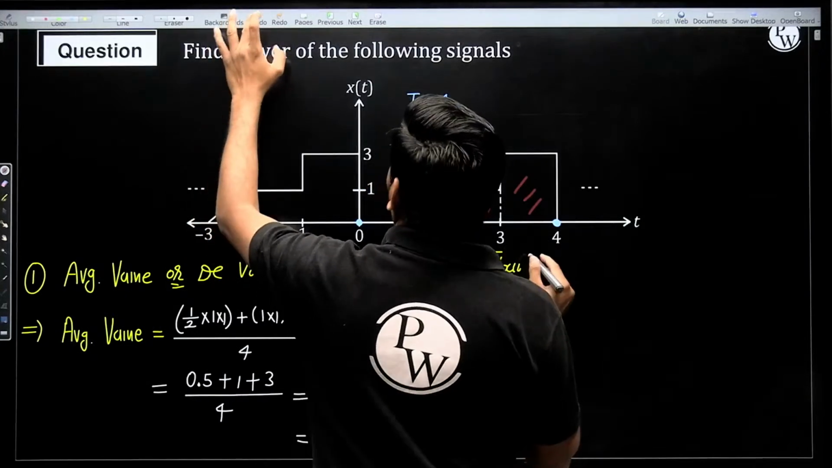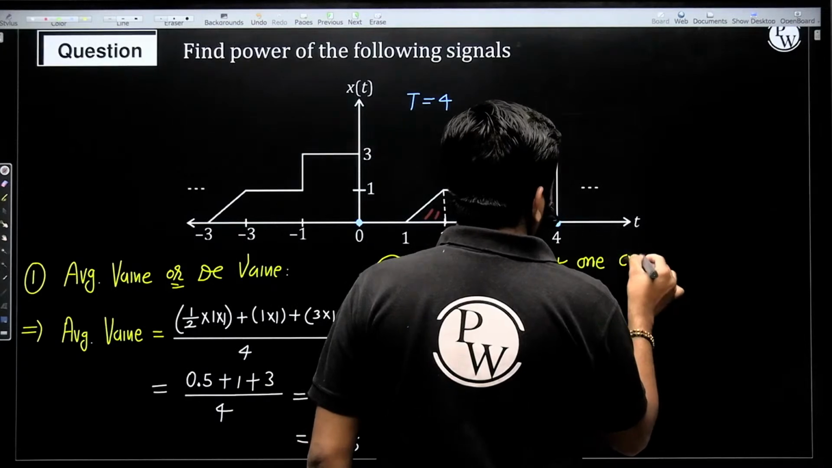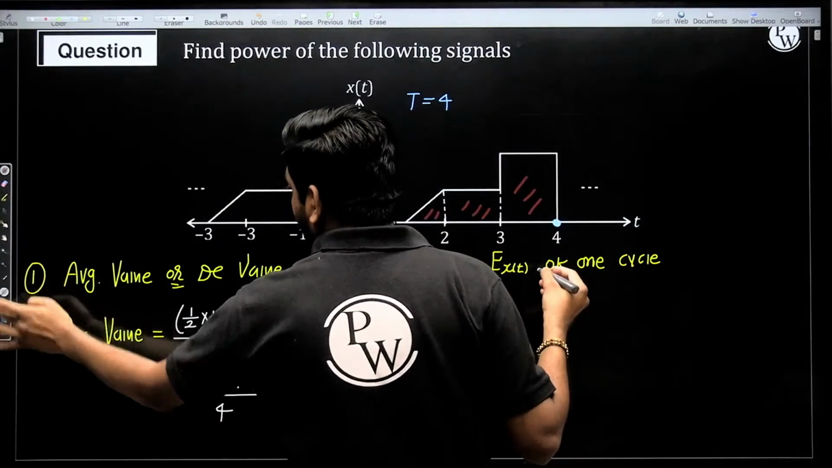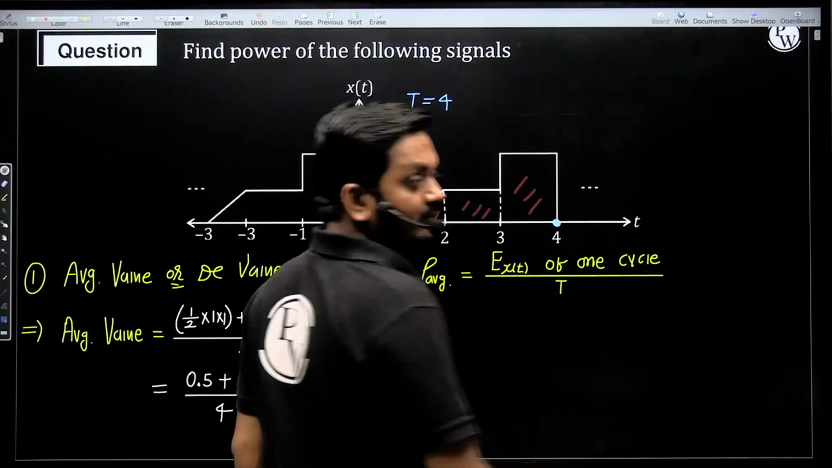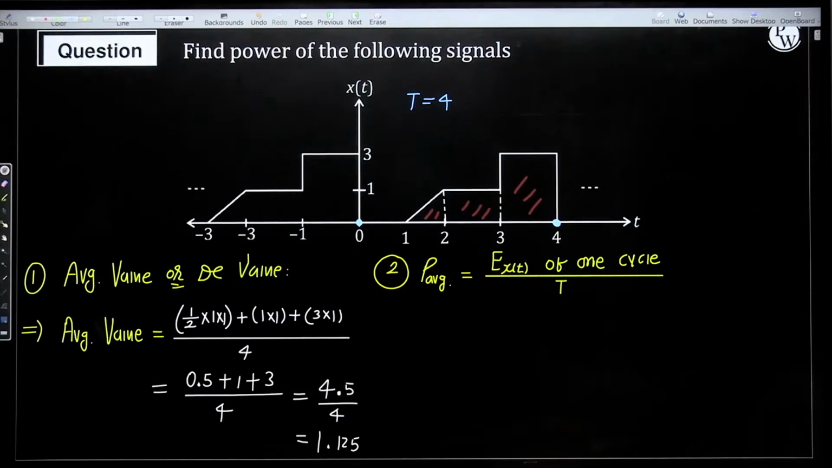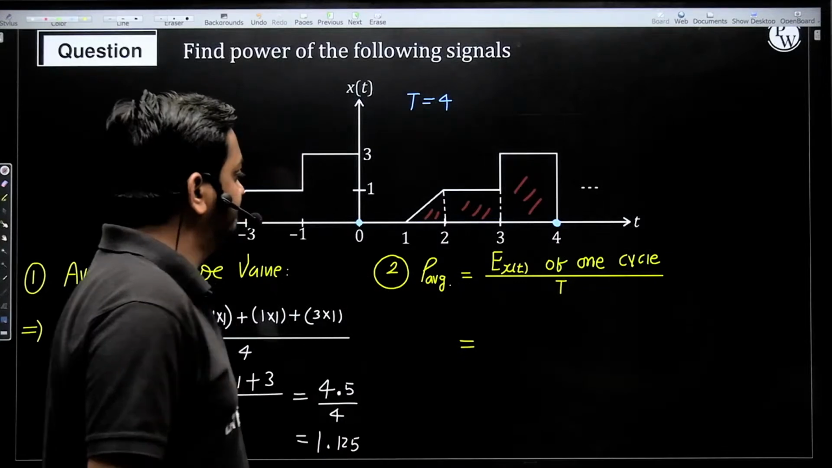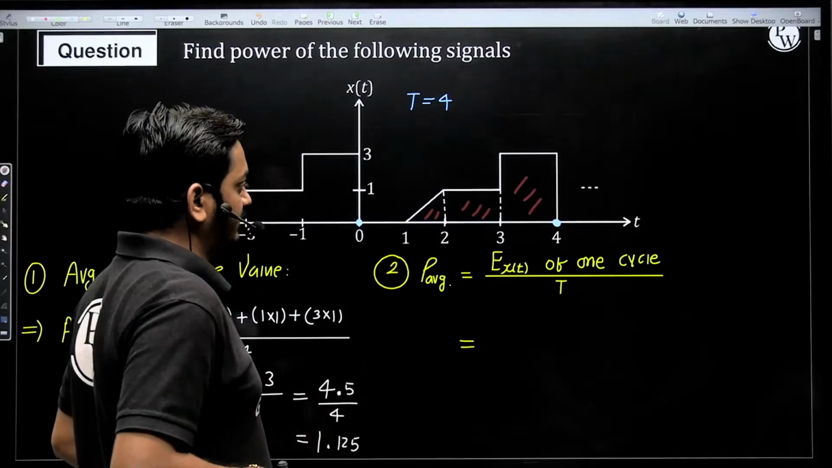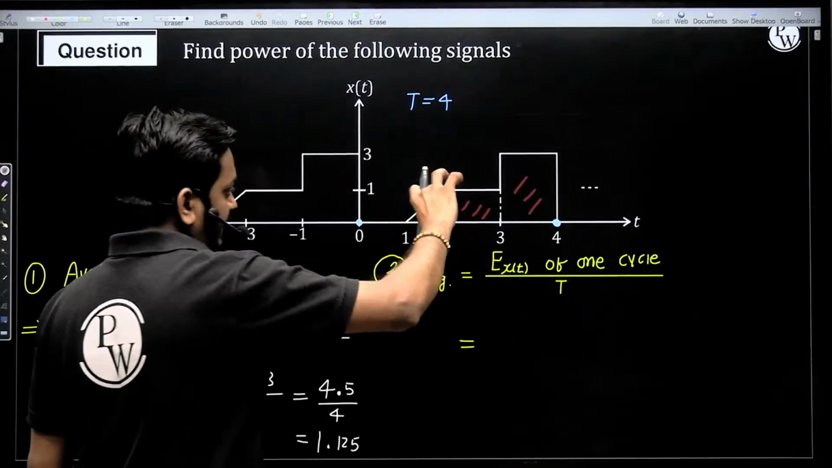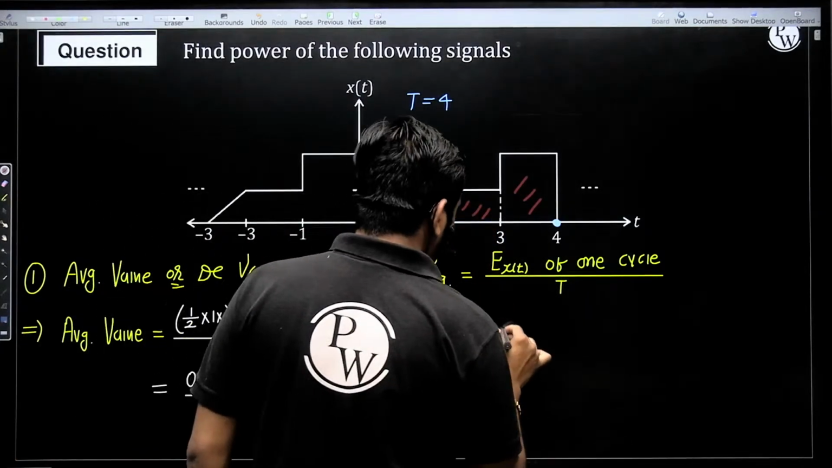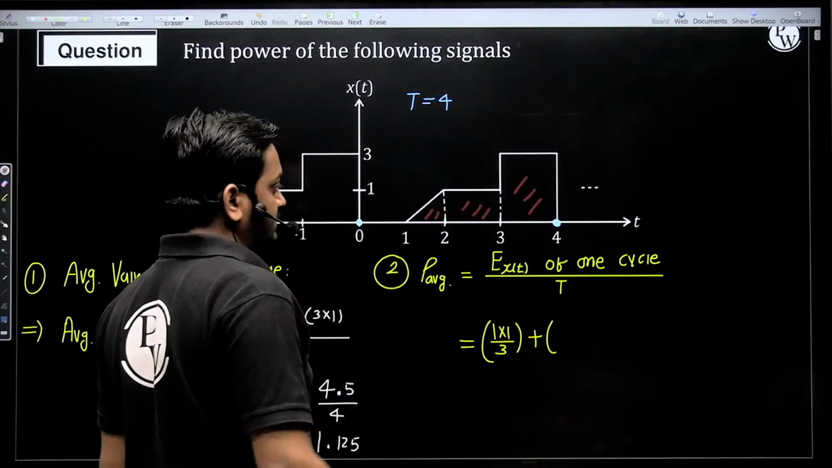divided by the fundamental time period. Clear? So here energy. So energy of this triangle function: A square into width divided by 3. So the amplitude is 1, width is 1. So 1 into 1 divided by 3, plus energy of this rectangle function, A square into T.